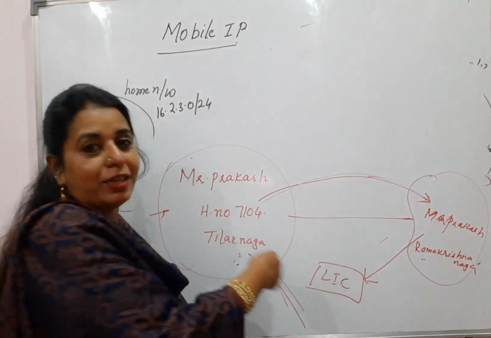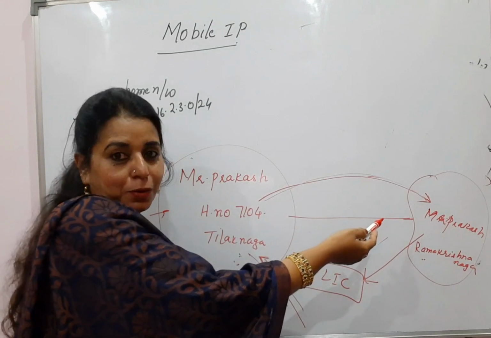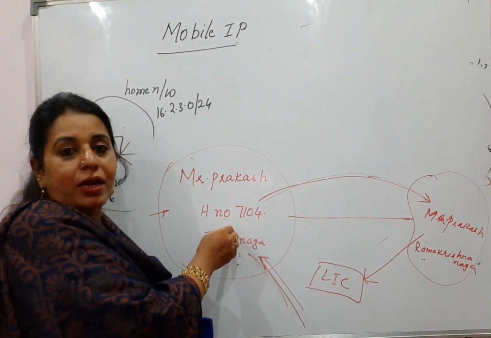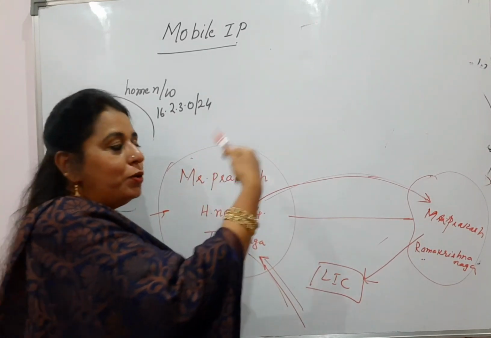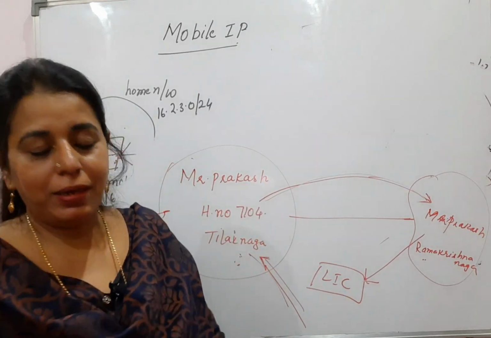The same thing is happening in mobile IP. That host has traveled to some other network, and a remote node, if it wants to communicate, is always communicating with the home network only. The home network takes the responsibility to send the packet to the foreign network. Then the communication is possible in this way.